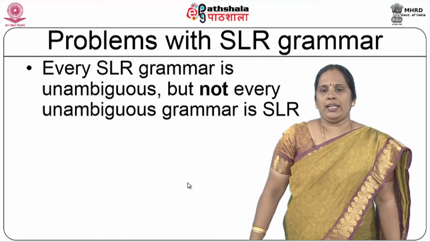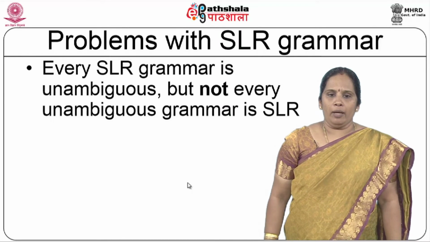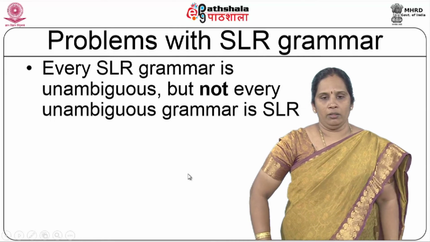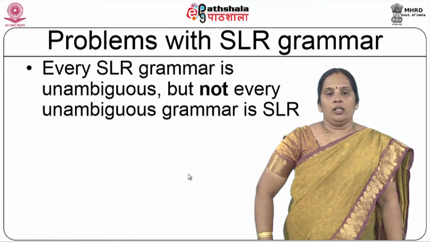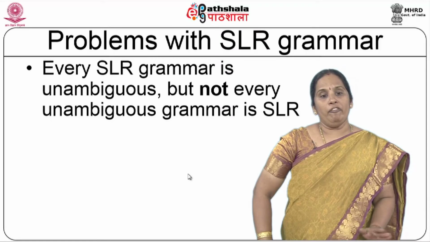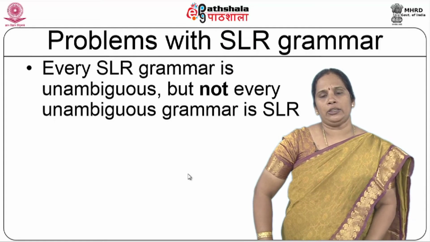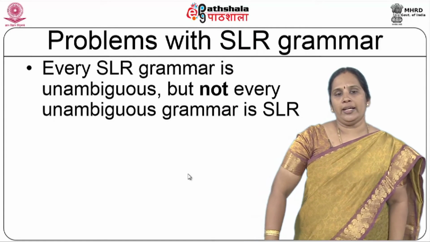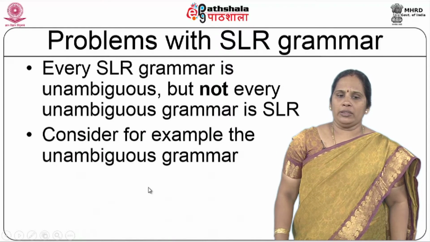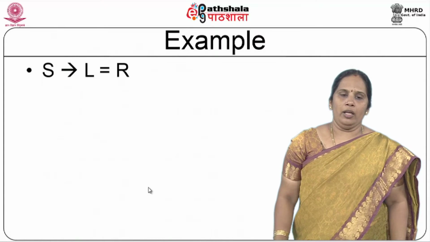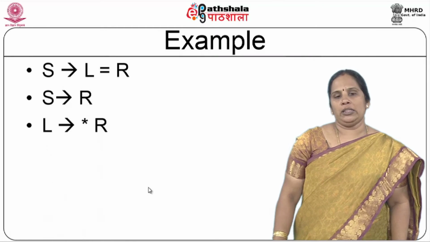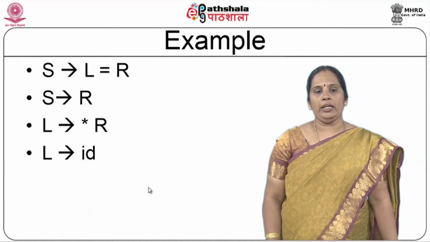The problem with SLR grammar is that every SLR grammar is unambiguous, but not every unambiguous grammar is SLR. So it is going to be a tricky situation. SLR parser will parse an unambiguous grammar, but every unambiguous grammar cannot be parsed using an SLR parser, okay, that is the criteria. Now consider for example the unambiguous grammar which is here: S produces L equal to R, S produces R, L produces star R, L produces ID, and R produces L.